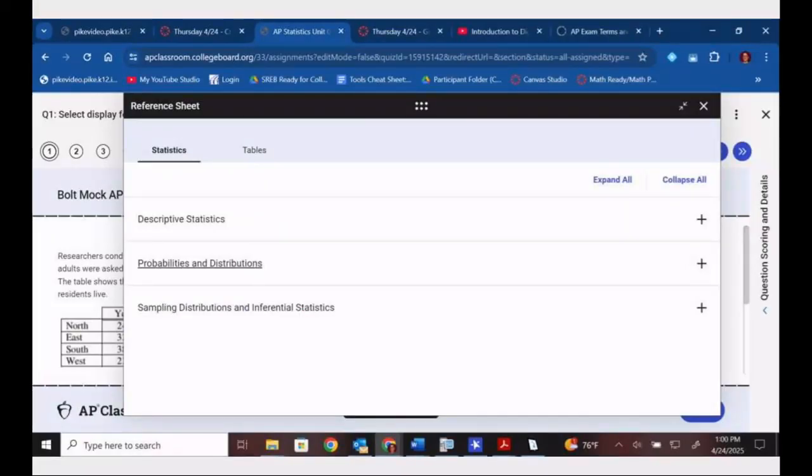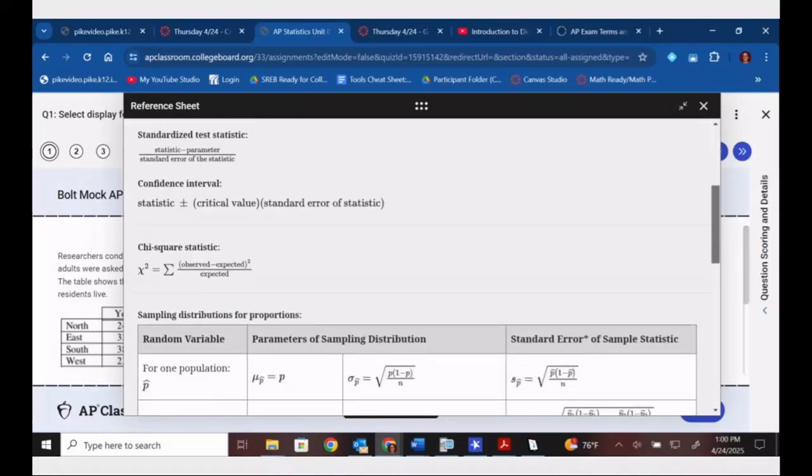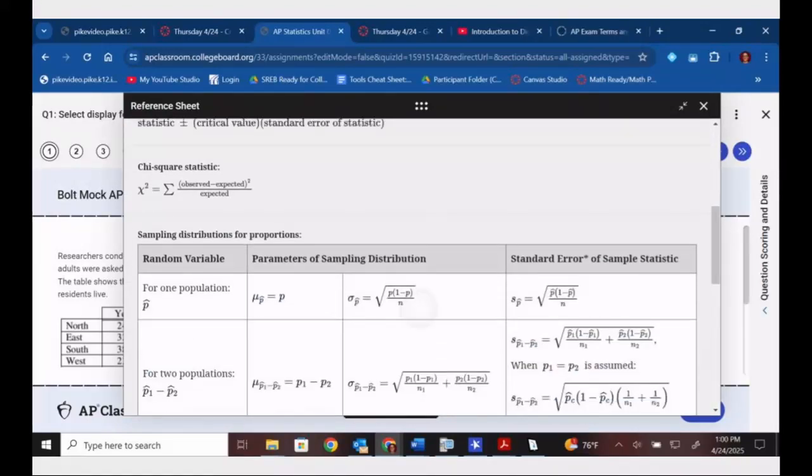Sampling distributions and inferential statistics. Anytime they're talking about confidence intervals or hypothesis tests, that is inferential statistics. So hypothesis test, confidence intervals, I'm coming here. So I'm going to click on this. Right here it says sampling distributions for proportions.